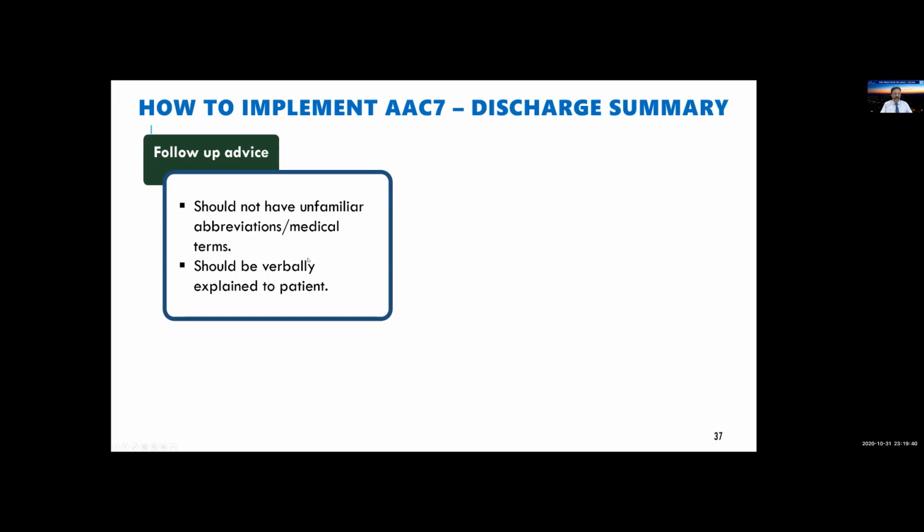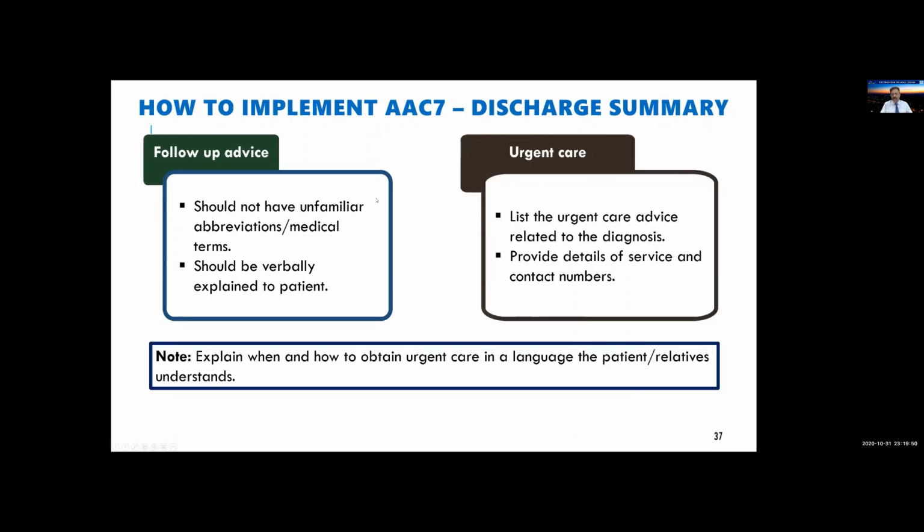Ensure that discharge summary have follow-up advice. It should not have unfamiliar abbreviation because patient may not understand that. And this discharge summary should be verbally explained to the patient, particularly the details for urgent care, when they should come for the urgent care, what is an emergency, particularly cataract patient having sudden loss of vision or severe eye pain, they should report to the hospital immediately. So this should be told to the patient as well as given in the language the patient or relatives understand.